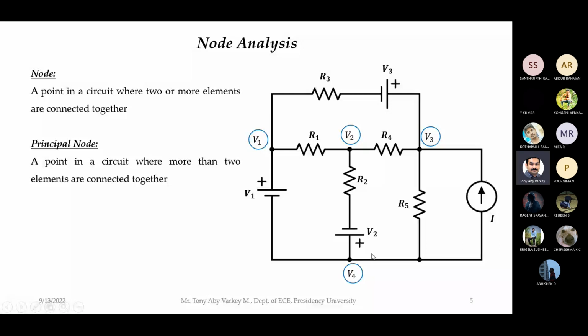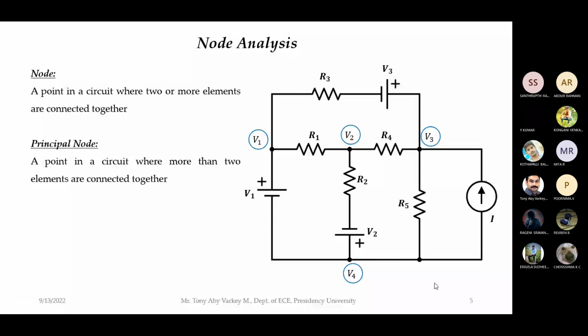Now, which are the remaining nodes? Can you tell me? Two more nodes are there. Can you tell me? Two more nodes. Which are those?